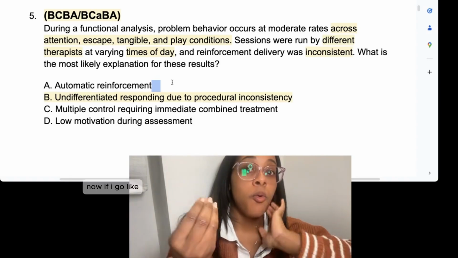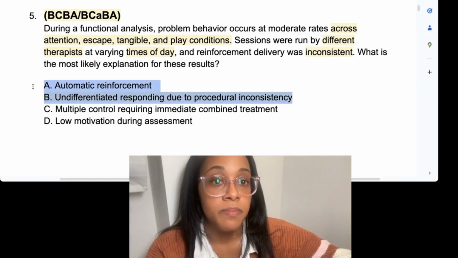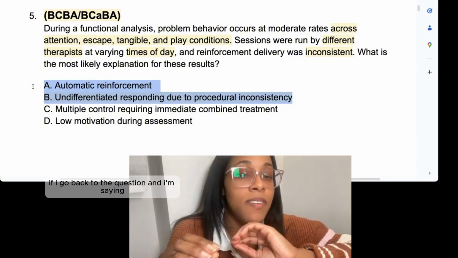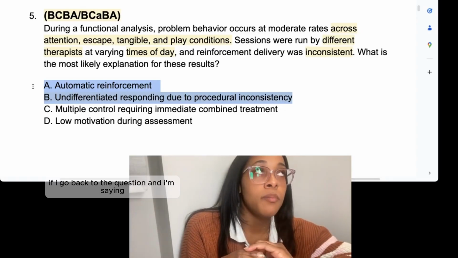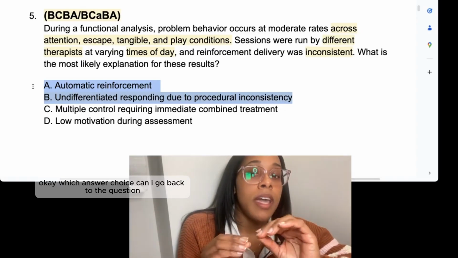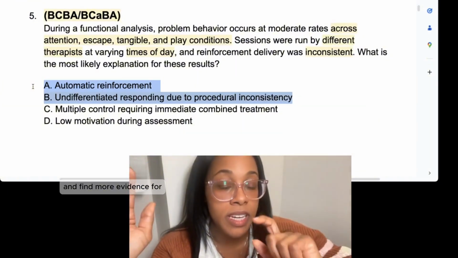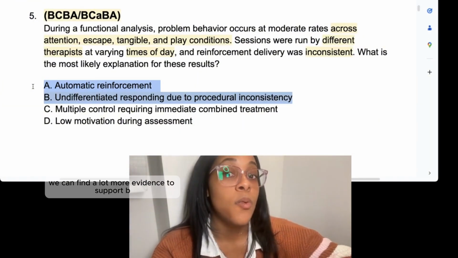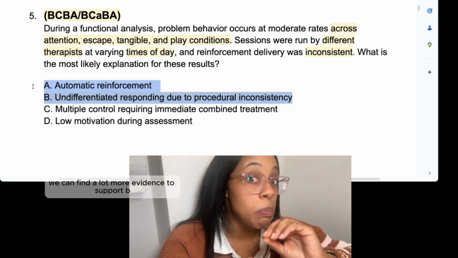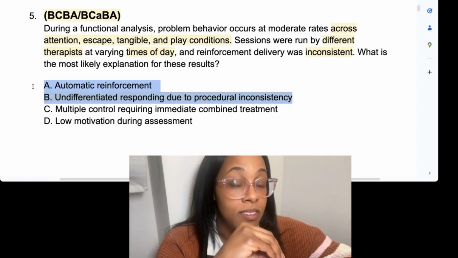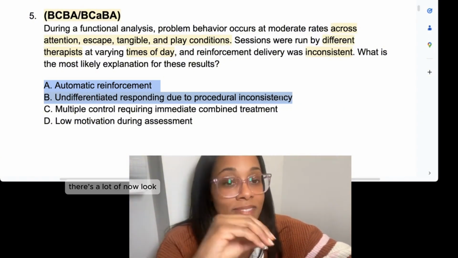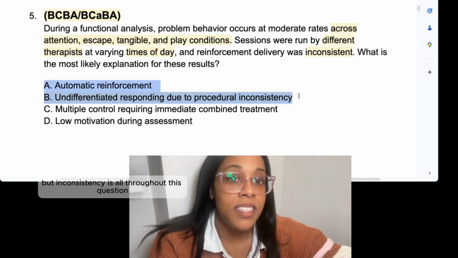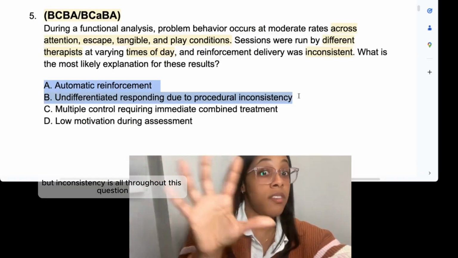Now, let's say you were stuck between A and B, because this happens a lot on these exams where you're stuck between two. I go back to the question and ask, which answer choice can I find more evidence for? We can find a lot more evidence to support B than A. Look, I wrote these myself, so bear with me, but inconsistency is all throughout this question.